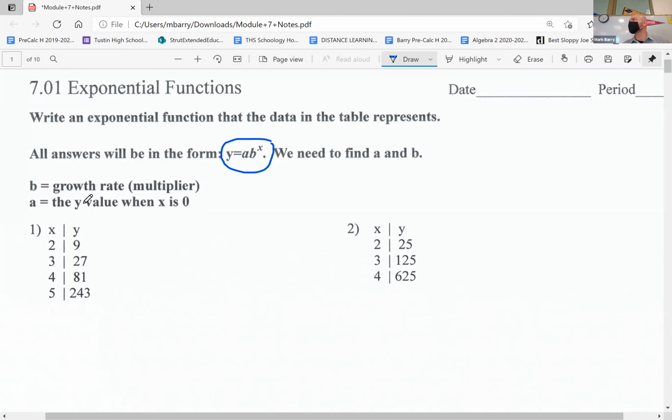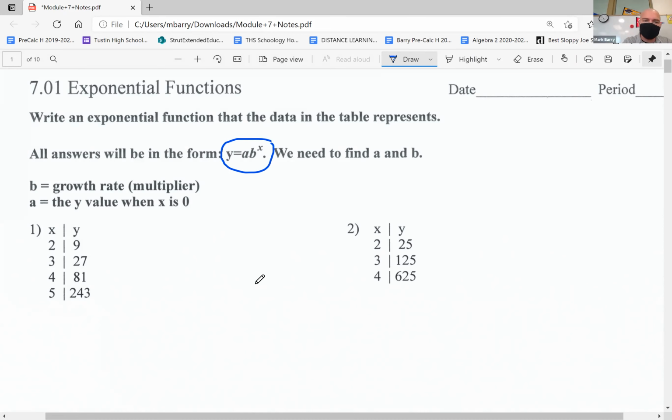And so b is the growth rate, and it's a multiplier. So it's kind of like, what am I multiplying as I go along this list, okay? That's what we call the growth rate. And then a is the y value when x is 0, okay? So let's just take a look here at number 1.